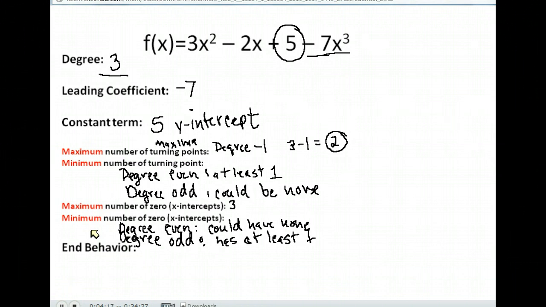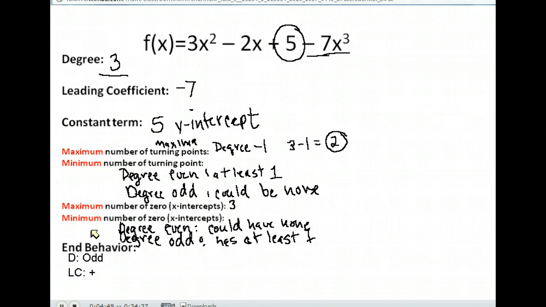One more super important thing is the end behavior. The end behavior depends on both the degree and the leading coefficient. So we have 4 cases that could happen. For D, I'm going to put degree just to save room, and for leading coefficient, I'll put LC. If your degree is odd and your leading coefficient is positive, you'll have 1 case.